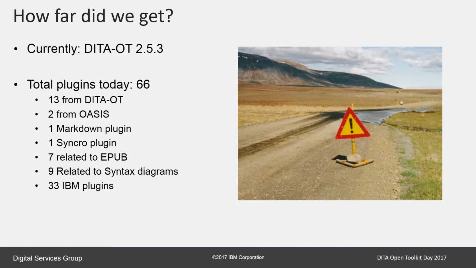Those are what are shipped in 2.5. 2 of those are the Oasis document types. But then the others, we have Jarno's Markdown plugin in place. We have one that came from Synchrosoft. A bunch related to EPUB. That's sort of a trimmed down version of Elliot's EPUB code from a while back. I doubt that it is 7 plugin directories right now. I don't know if it's more or less. 9 plugins that are related to syntax diagrams, and then 33 others. So quite a few.